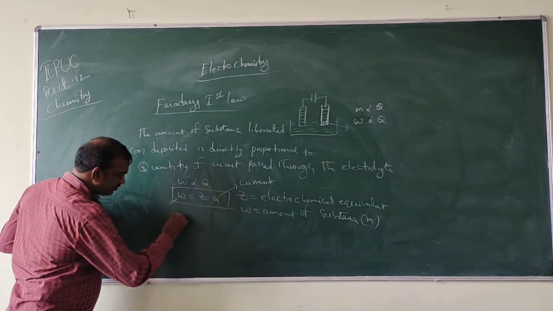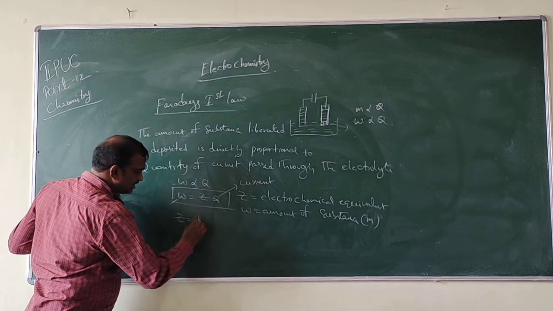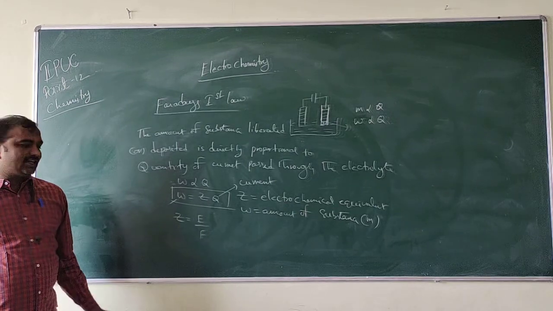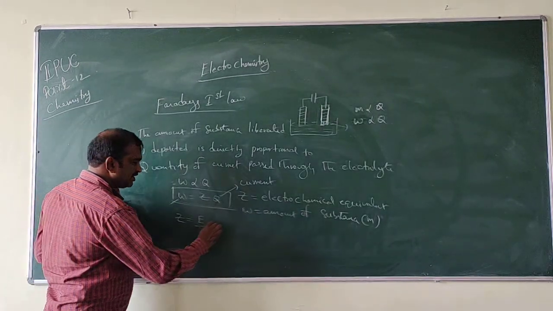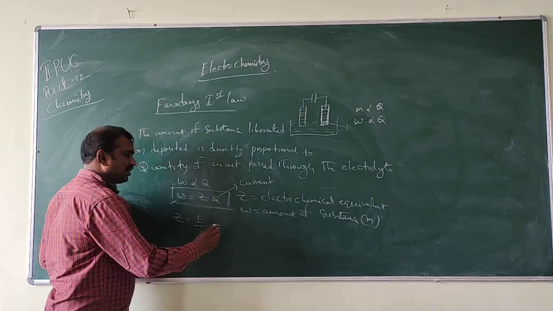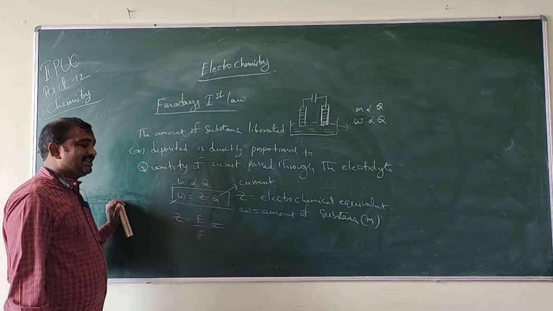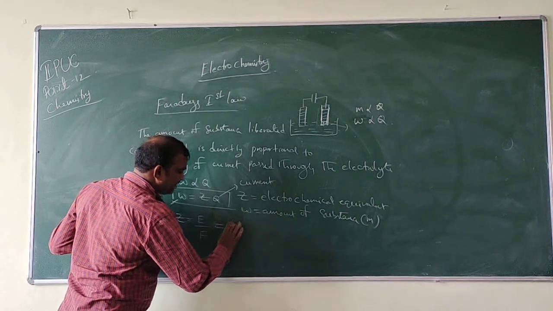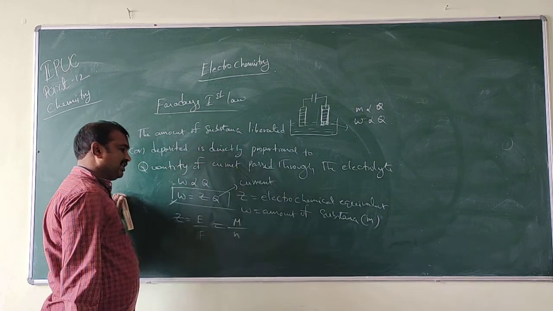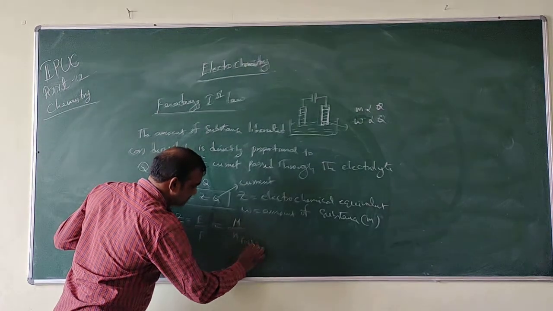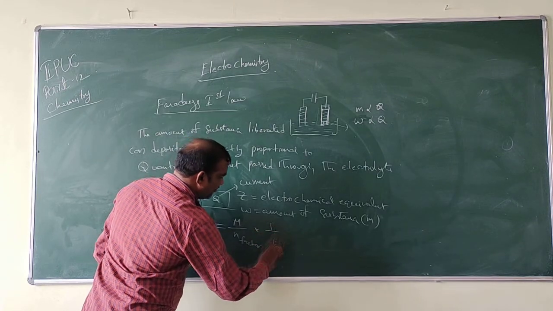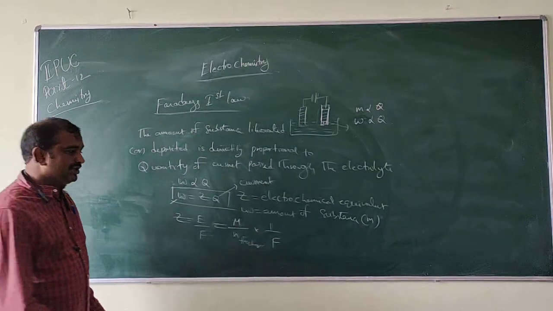So here Z is equal to E by F. We have a new formula: Z is equal to E by F. What is E? E is called the equivalent weight, that is atomic weight divided by n factor. So E is M by n factor, and Z is E into 1 by F.